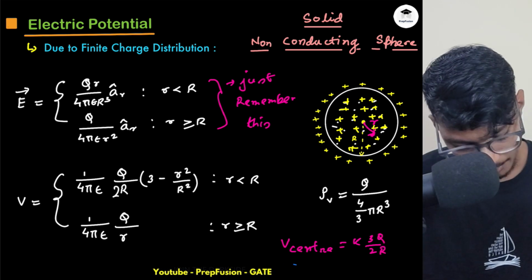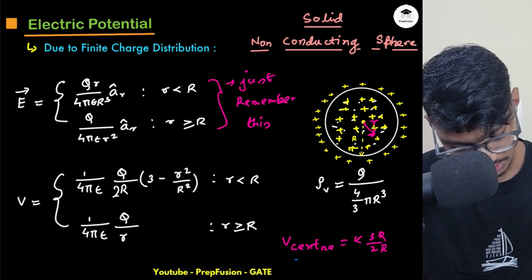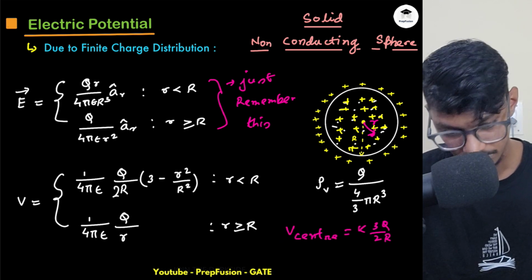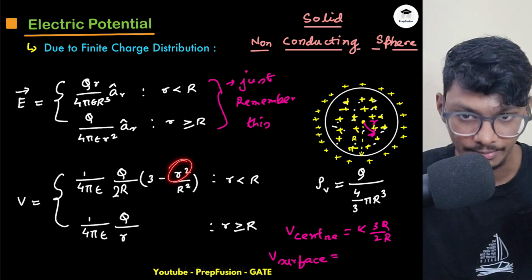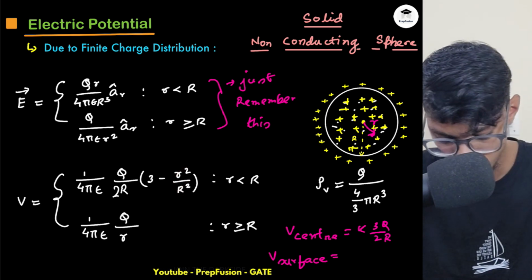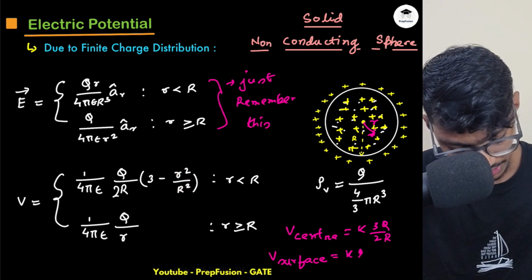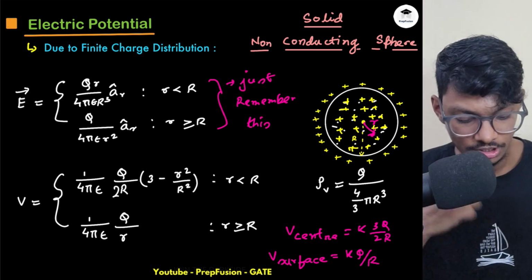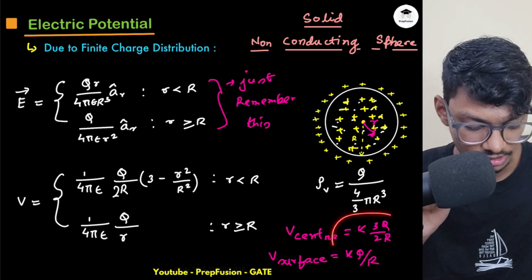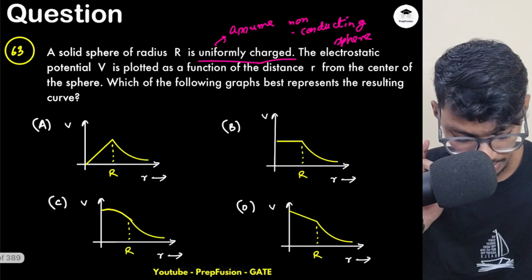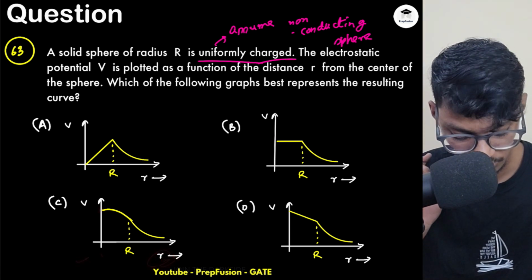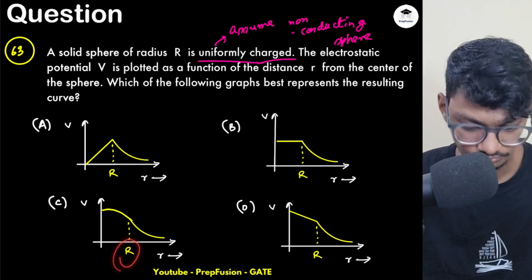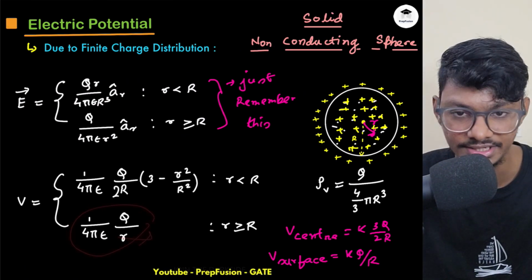And when I am at the surface of the sphere, I will put r equals capital R, so this will become 1. So it will be simply KQ by R. At the surface, the potential is lower than at the center, so the center potential will be higher. At r equals 0, potential will be higher than the potential at r equals capital R. After that, it is only reducing, because as r increases, it is inversely proportional.